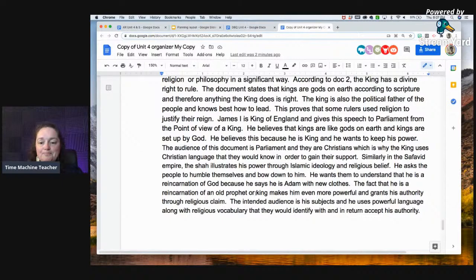Okay, so you have a couple of things to do. You're going to do document 5 to finish up this paragraph. And then you are going to do documents 1 and 4 for your next paragraph. Don't forget to throw some outside evidence in there. This one would be 3.